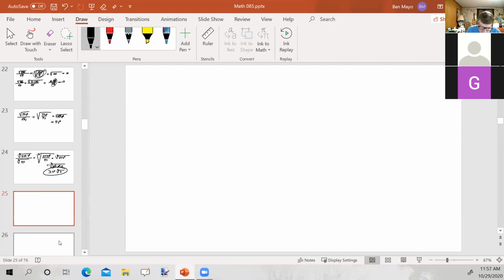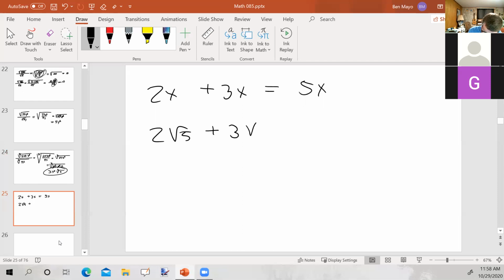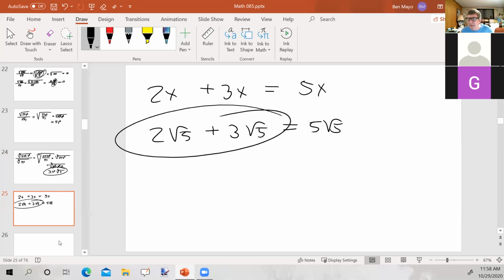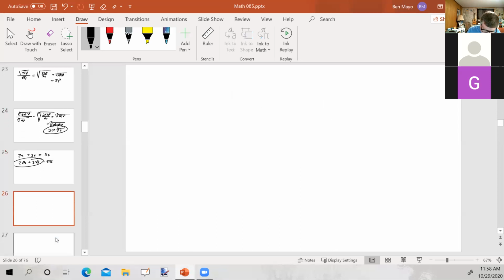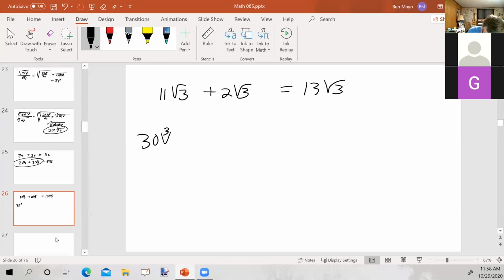Now, what's 2x plus 3x? 5x. What's 2 square roots of 5 plus 3 square roots of 5? 5 square roots of 5. Right. This is what we would call combining like radicals. Okay. What's 11 square roots of 3 plus 2 square roots of 3? 13 square roots of 3. Excellent. What's 30 times the cube root of 6 minus 10 times the cube root of 6? 20 cube roots of 6. So far, so good, right?